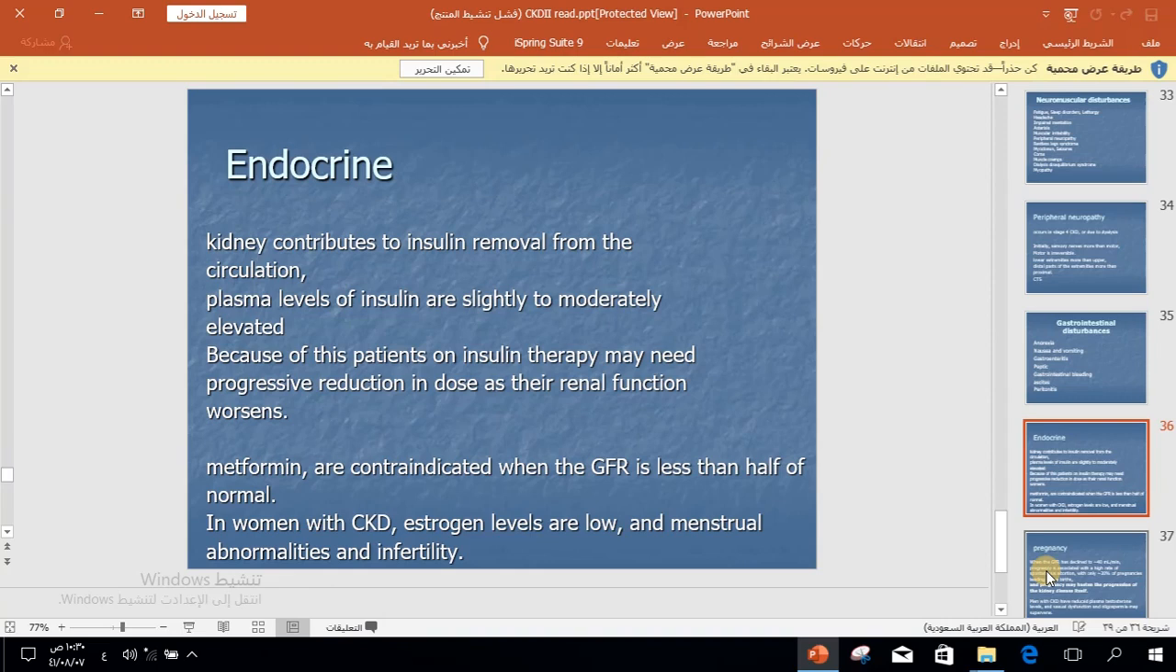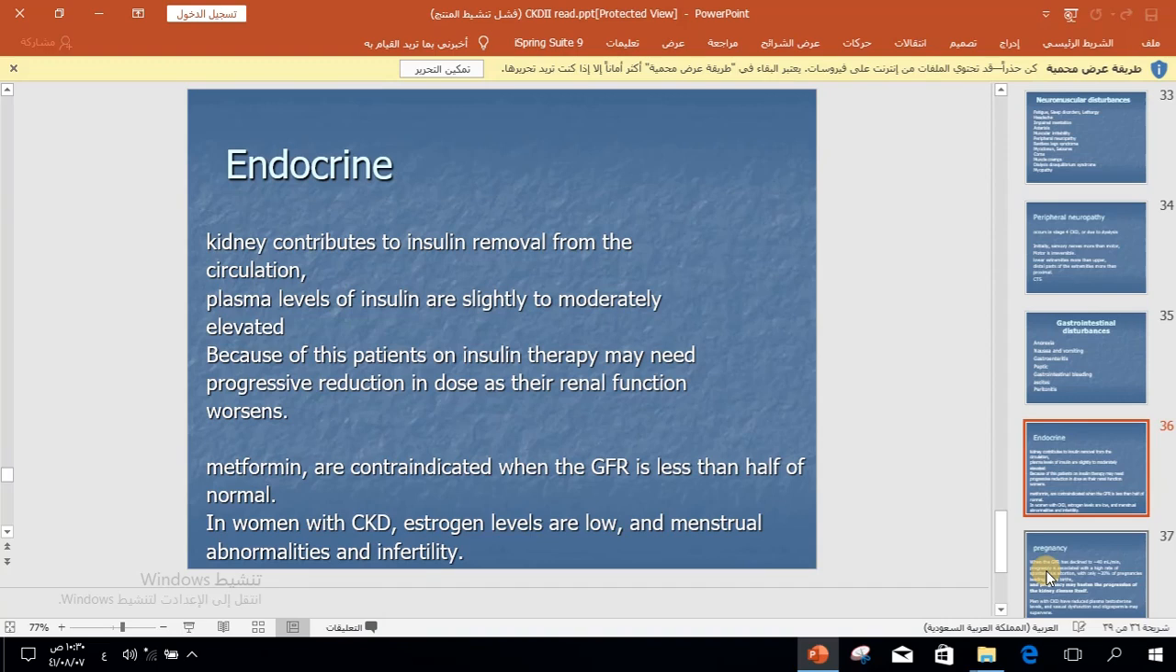So these are the main endocrine functions, and they all become affected. The kidney contributes to insulin removal from the circulation, and plasma insulin slightly rises. So if you see a diabetic patient who starts to have hypoglycemia, you have to check the kidney functions first to make sure that he's not having CKD. Metformin is one of the main drugs used in diabetes.